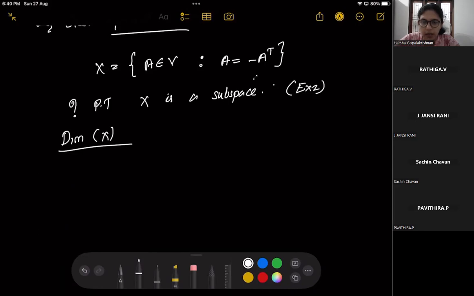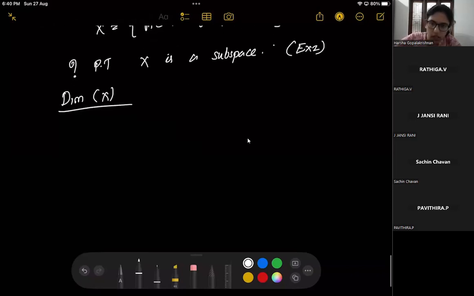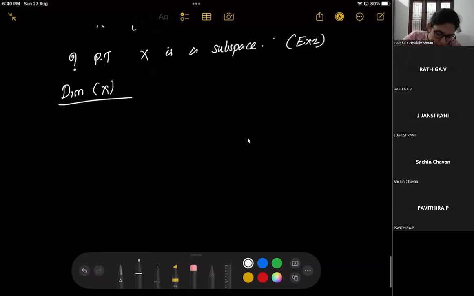Dimension 3? It is not 3. You can just redo it, maybe some calculation error may be there. Just write A equal to minus A transpose and see. Or, okay, I will just write it, you just follow with me. If anyone wants some more time, I can give it, or we can solve it together.